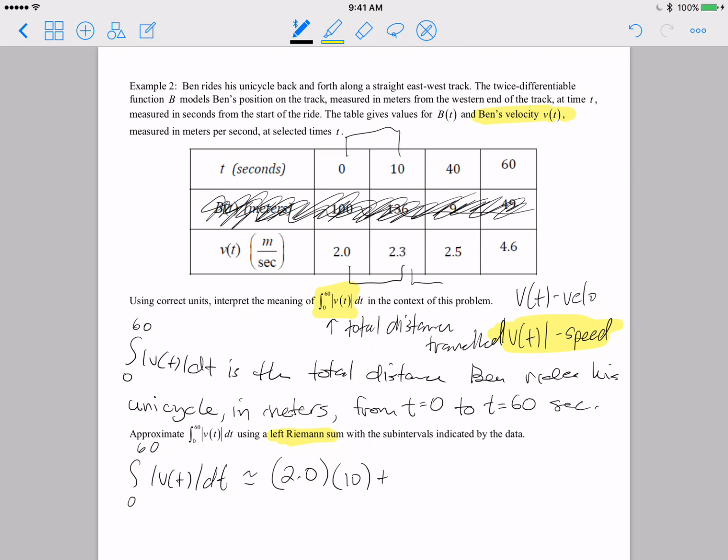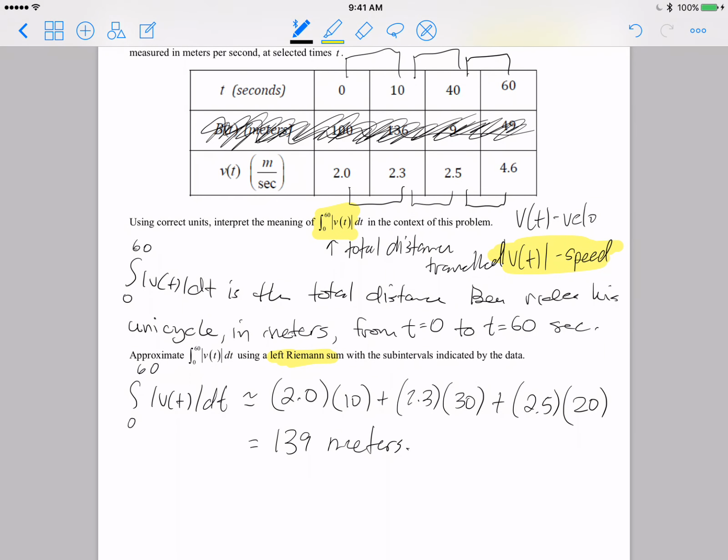Plus, go to the next subinterval. That would be 2.3 and 2.5. We're going to use the one on the left since we're doing a left Riemann sum, and then multiply by the width of that subinterval, which is 30, since that subinterval goes from 10 to 40. Plus, the last subinterval we're going to use 2.5, multiplied by the width of that subinterval, which is going to be 20. Okay, and if you do the arithmetic there, that's going to equal 139 meters.